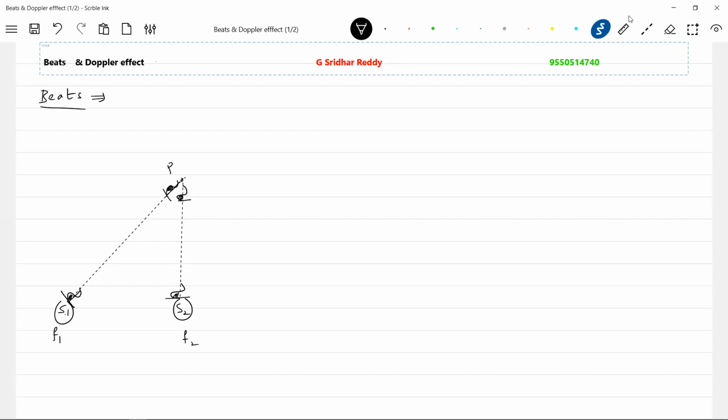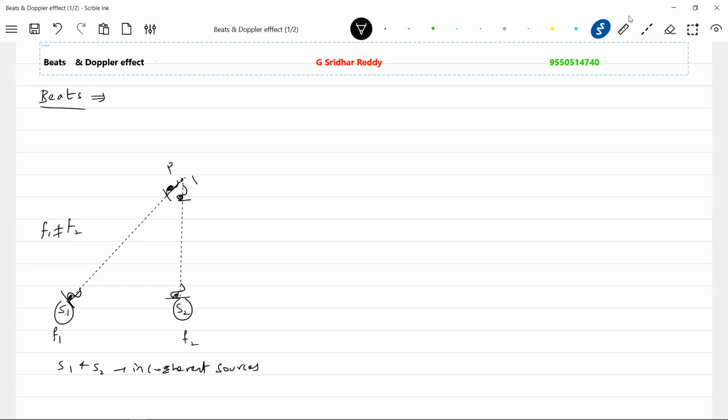So what are these? Two sources of different frequency. Are they incoherent? Yes, it will definitely be incoherent, because I'm saying f1 is strictly not equal to f2. So what are S1 and S2 then? They'll become incoherent sources.